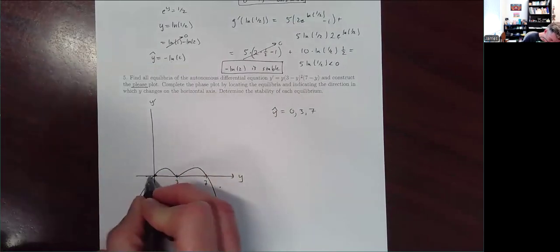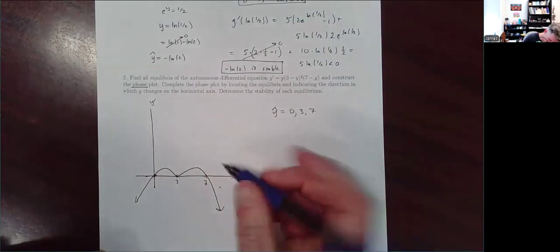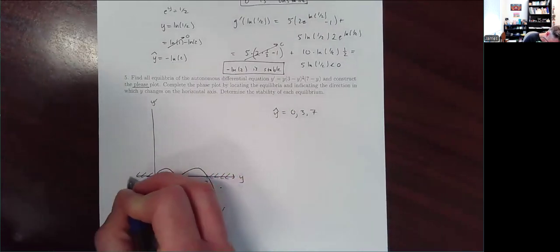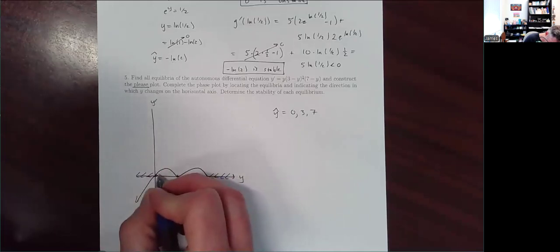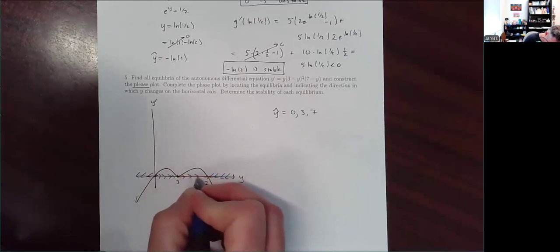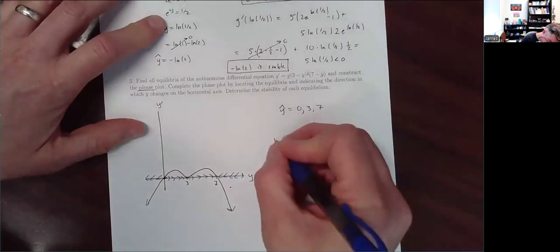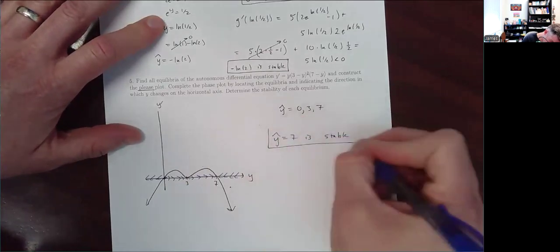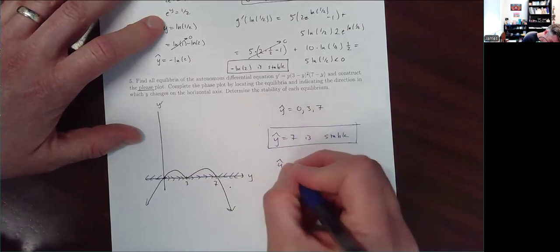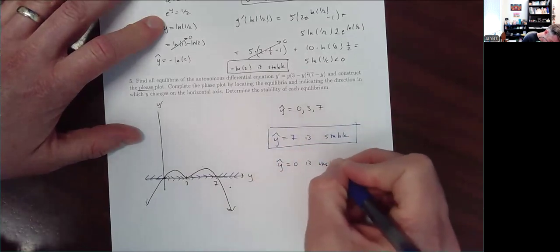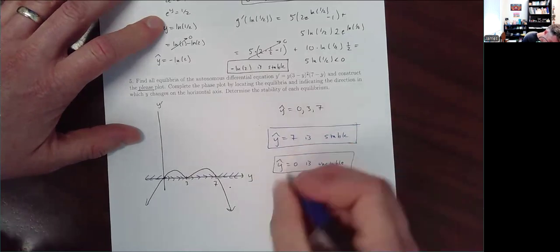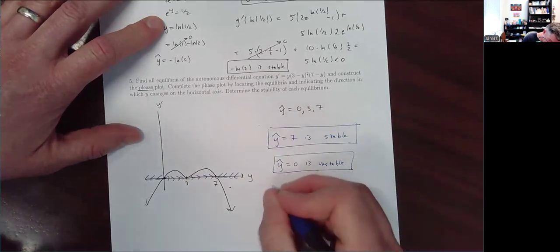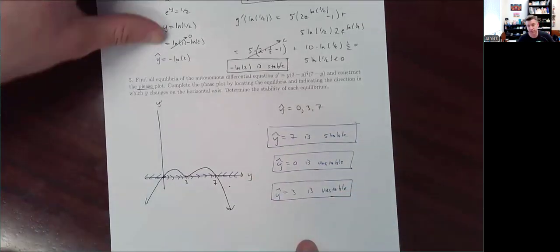And we know that when the derivative is negative, y is decreasing. So when it's negative here, it's decreasing this way. Negative over here, it's decreasing that way. When it's positive, it's going to be increasing. So I would say that y hat equal to 7 is stable. y hat equal to 0 is unstable. And y hat equal to 3 is also unstable, because not all of the arrows are pointing towards 3. That's it.